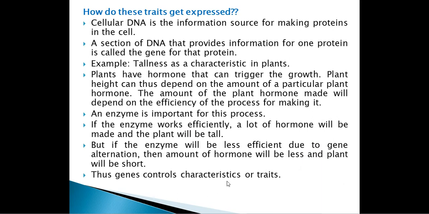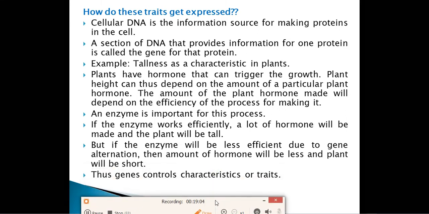Now, how do these traits get expressed? Let's read it once. The cellular DNA is the information source for making proteins in the cell. Yes, you know that DNA is most important, which plays a very important role in passing the characters from one generation to the next generation. So it makes the protein in the cell. A section of DNA that provides information for one protein is called the gene for that protein.